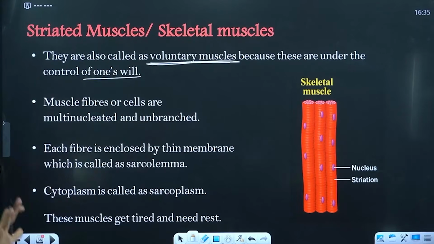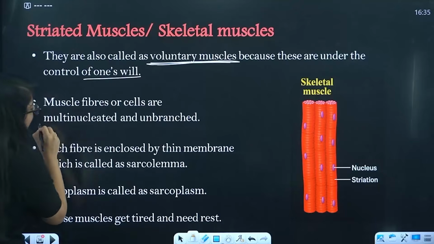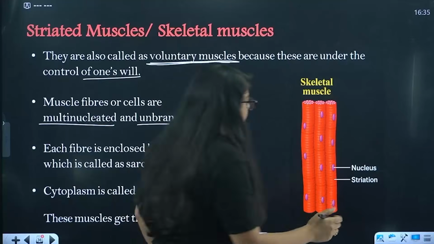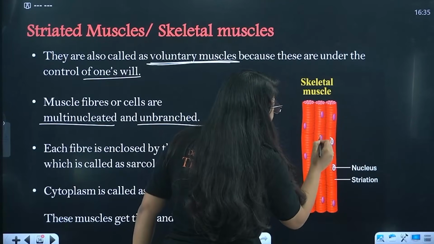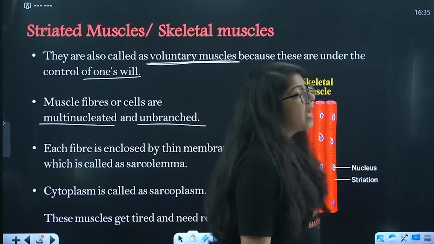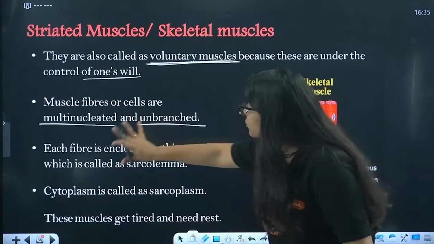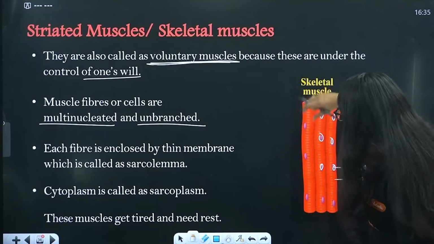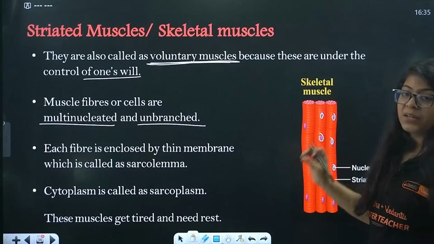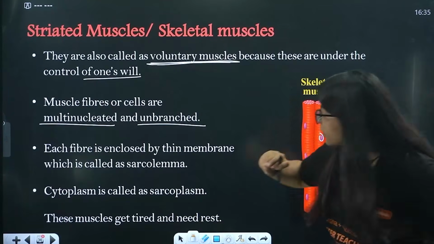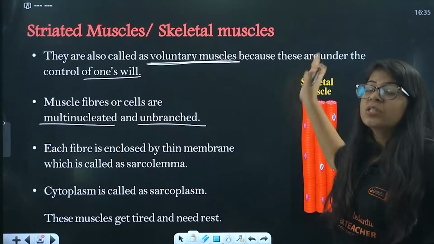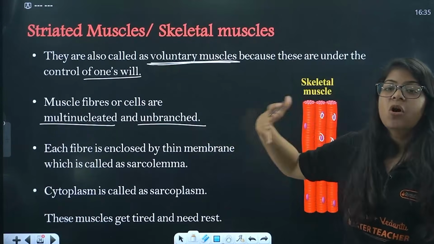Right? So, muscle fibers or cells, they are multinucleated and unbranched. They are multinucleated, beta. There are so many nuclei present and they don't have any branches. They are unbranched. Okay, each fiber is enclosed by thin membranes which are called sarcolemma. Now, beta, this cytoplasm is also called sarcoplasm. In this also, just like cells, we have cytoplasm which is called sarcoplasm.